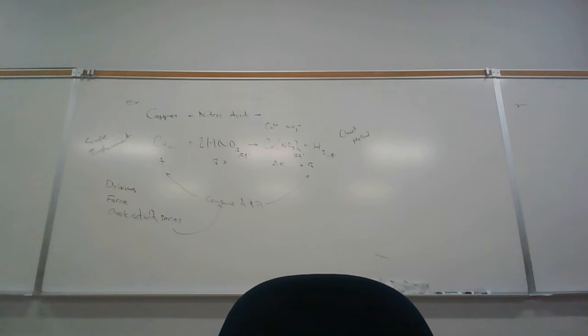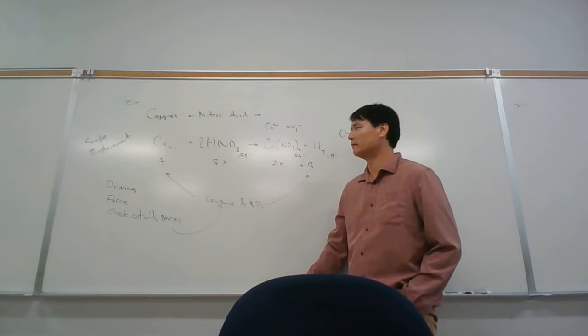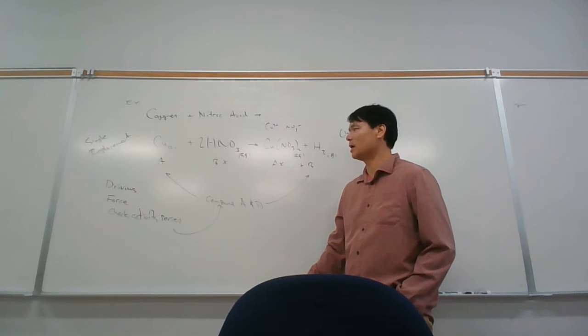And so the activity series is just looking at reducing strength. So lithium is the strongest reducer. It's the most active reducer, or the most active element. Gold is the weakest reducer. It doesn't want to lose its electrons. Reducers lose electrons. And so we compare the activity of copper versus hydrogen. Which one's more reactive? Copper, the element, or hydrogen?